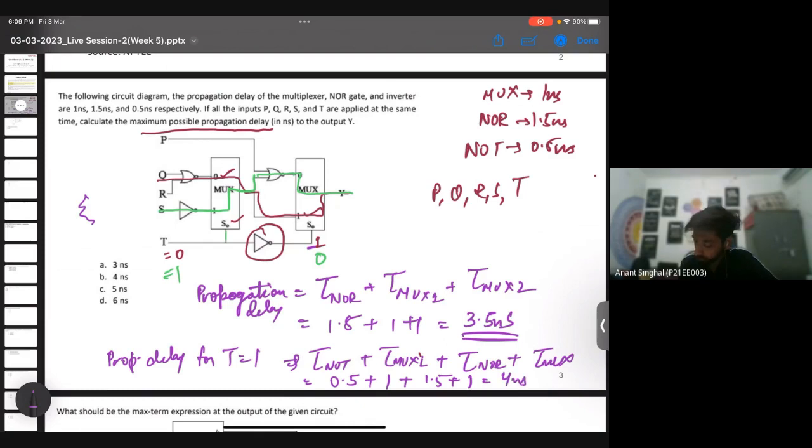So the question asks what will be the maximum possible propagation delay. It will be nothing but 4 nanoseconds. So the correct answer to this problem was 4 nanoseconds. This was a query asked by a student in the last lecture, so I tried to cover it. This was from assignment 4, not 5. I hope you understood it.